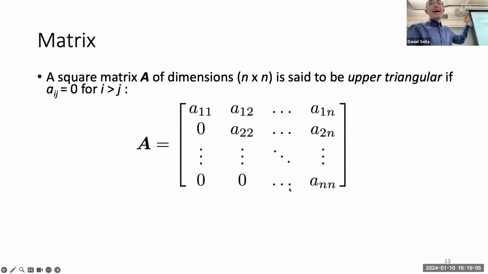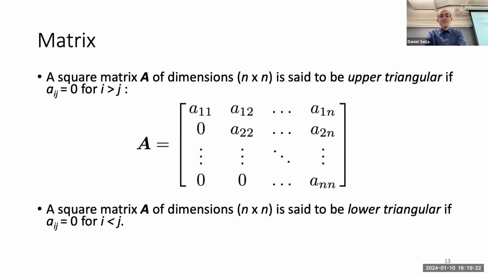I mean, the actual diagonal stuff can have whatever. It just needs to be off diagonal and below it. So if it's 0, it's upper triangular. What about lower triangular? Yeah, it's basically the same thing, except the zeros go on the opposite side of the matrix.